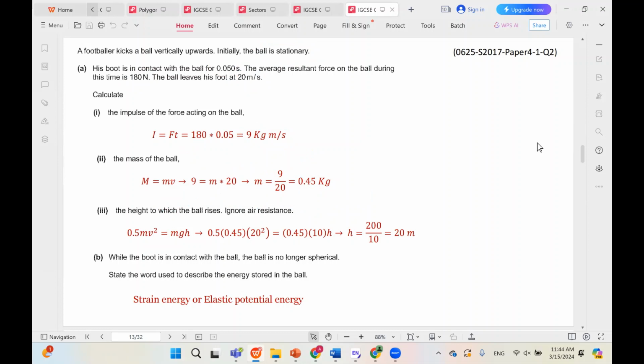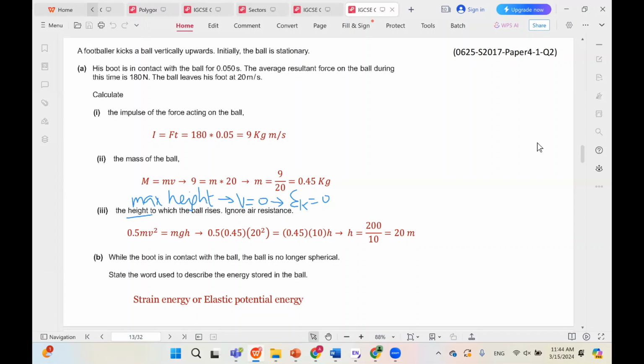The height to which the ball rises, ignoring air resistance. In order to find the height to which the ball rises, we should understand that this is called the maximum height. And at maximum height, the kinetic energy is 0 because the velocity is 0. So the kinetic energy is 0. So at maximum height, you have the maximum potential energy and you have 0 kinetic energy.